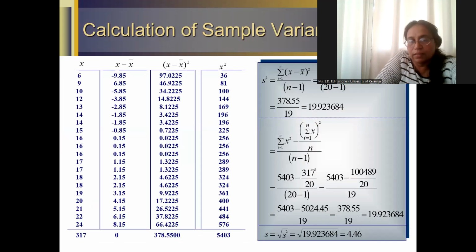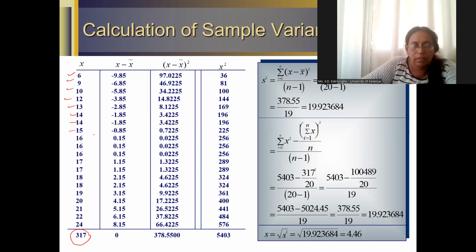Right, next. Now let's see, for the given data set, we have to find the sample variance and also the sample standard deviation. Can you please write it out? Here are the X values 6, 9, 10, 12, 13, 14, 14, 15 and likewise. So the total here is 317. Okay. Then xi minus x bar. What is x bar? 317 divided by 20.